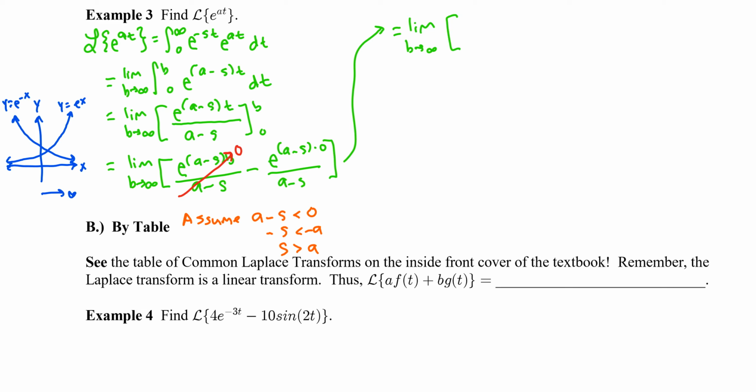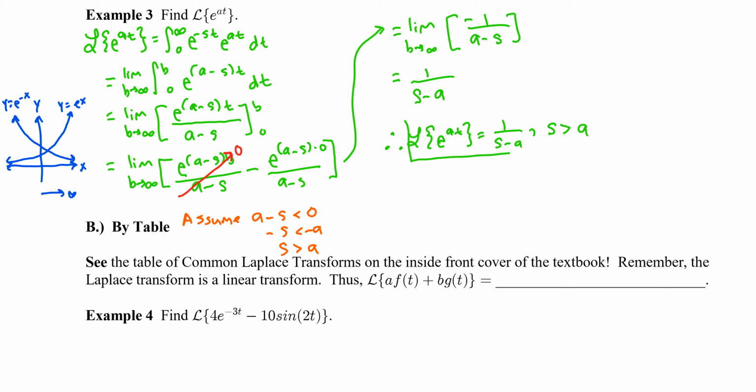Over here we discovered we had negative 1 over a minus s. The limit of a constant is a constant. And I'm going to switch that around and call it s minus a. Just multiply the top and the bottom by a negative. The negative disappears from the top and our signs switch, and you can flip your terms around. That just makes it a little bit easier to read. So we can say, therefore, the Laplace transform of e to the at is 1 over s minus a, provided s is greater than a. Remember, if s is less than a, our integral diverges.